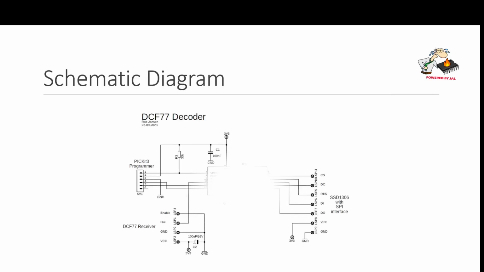And the schematic diagram is as follows. So the whole circuit operates at 3.3 volt, since the DCF receiver and the SSD 1306 both operate at 3.3 volts.